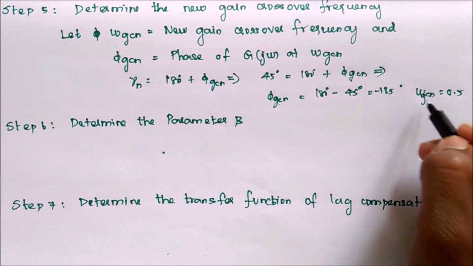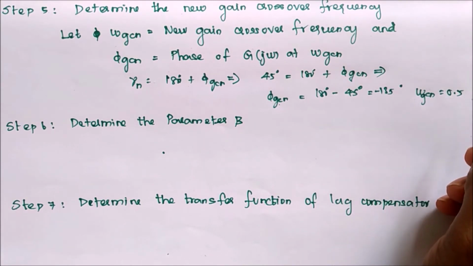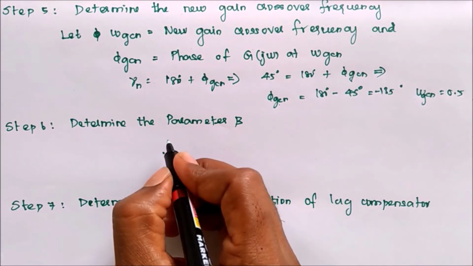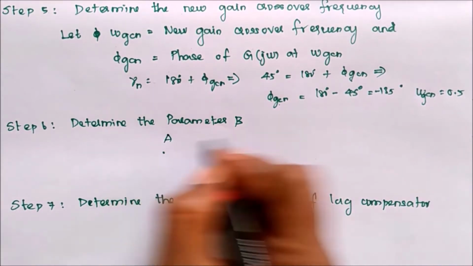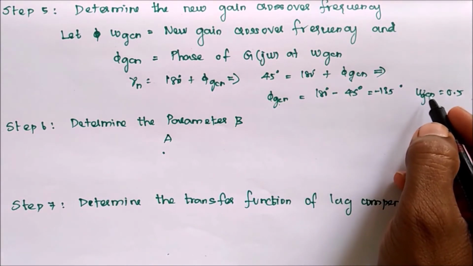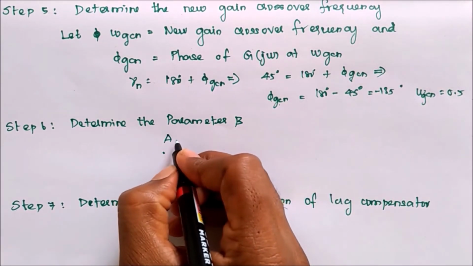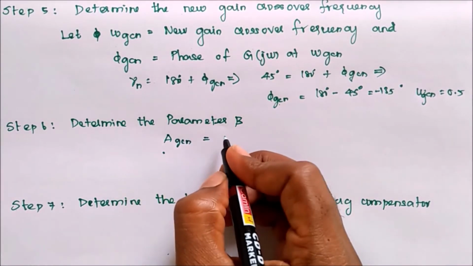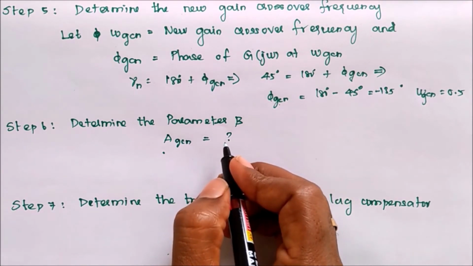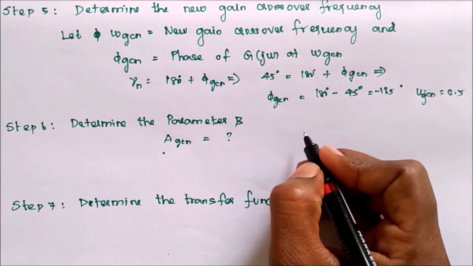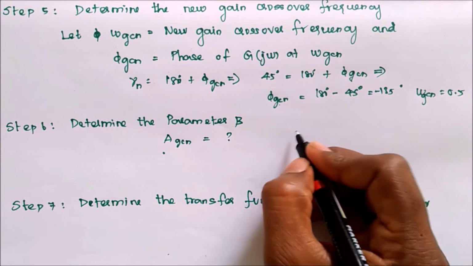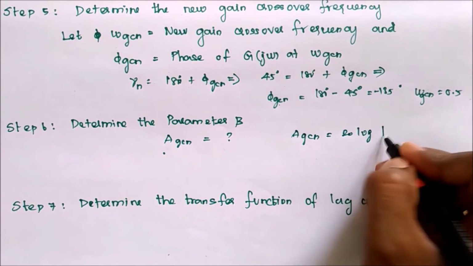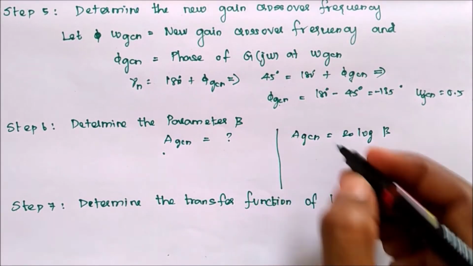Why are we calculating omega gcn? Because the next step is to determine the parameter beta. To determine the beta value, for this omega gcn, what is the magnitude in decibel? We can say A gcn equals, from the graph, we have to write the value. We know the formula for calculating beta: A gcn equals 20 log beta. This is the formula for calculating beta.